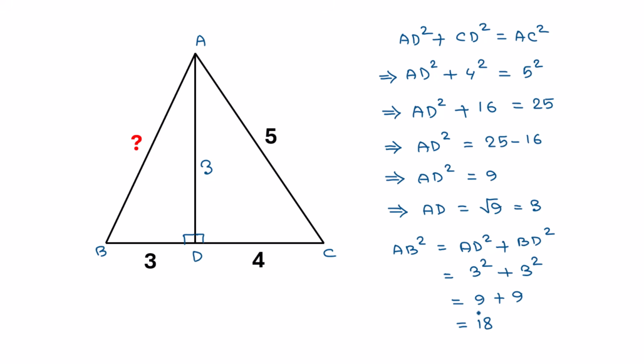Now taking square root to both sides, we will get AB as square root of 18. So square root of 18 is equal to square root of 9 times 2, is equal to square root of 9 is 3 times square root of 2. So the length of this side is 3 times square root of 2.